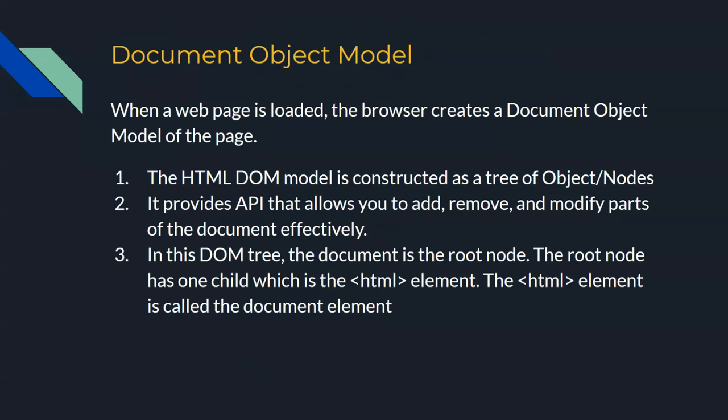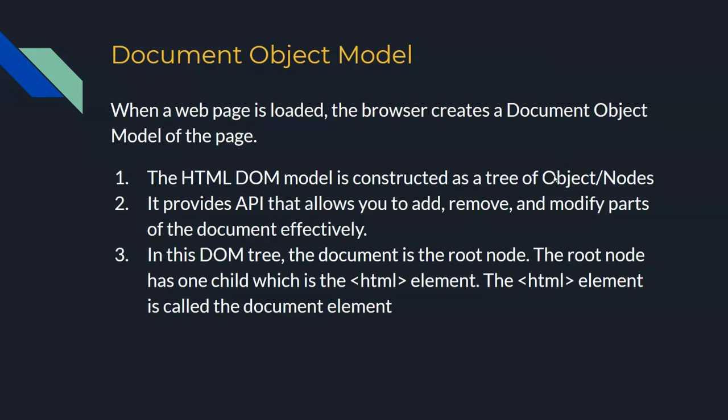When a page is loaded, the browser creates a document object model of the page. Whenever we write something in our HTML, whether it's an HTML tag, a div tag, or a body tag, the browser takes that HTML and creates a tree of those HTML tags. The HTML DOM model is constructed as a tree of objects or nodes. We usually call them nodes, and it provides an API that allows you to add, remove, and modify parts of the document effectively.